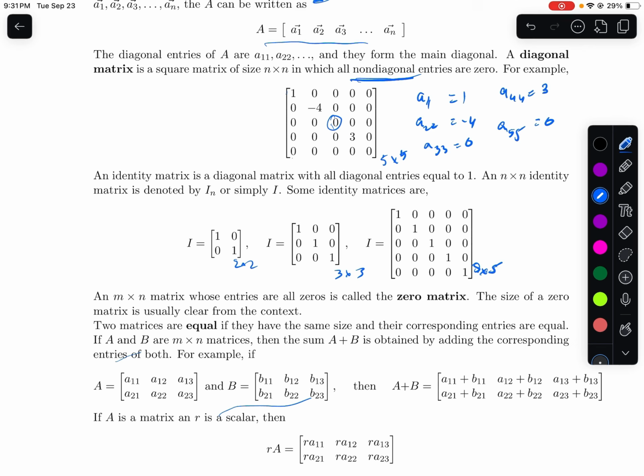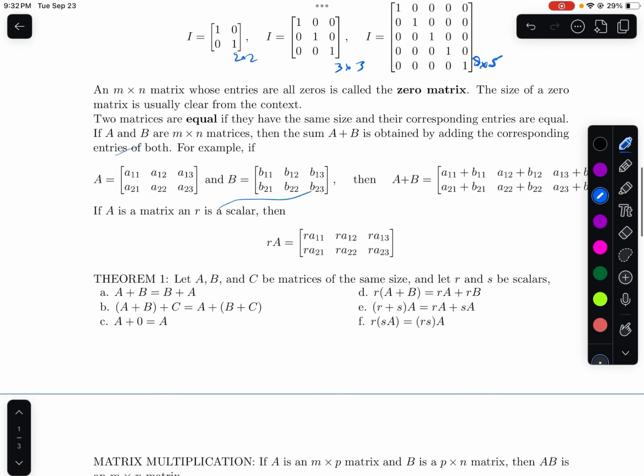If A and B are m by n matrices, then the sum A plus B is obtained by adding the corresponding entries of both. For example, if A is our 2 by 3 matrix here and B is a 2 by 3 matrix given here, then if I want to find A plus B, it will be A11 plus B11, A12 plus B12, and so on. So corresponding entries get added.